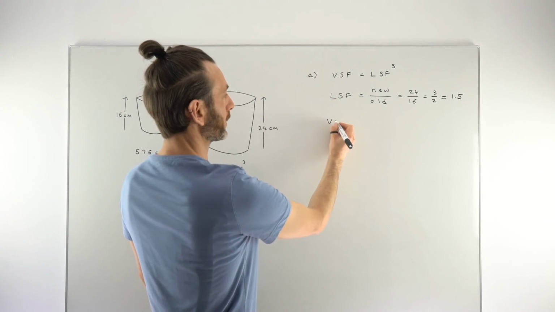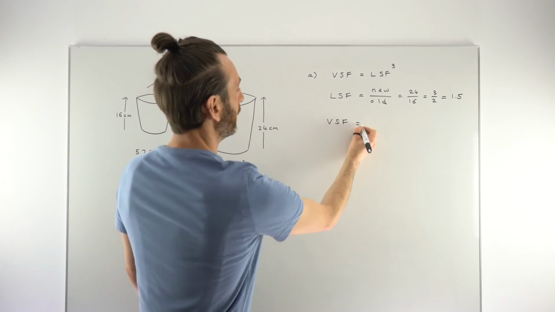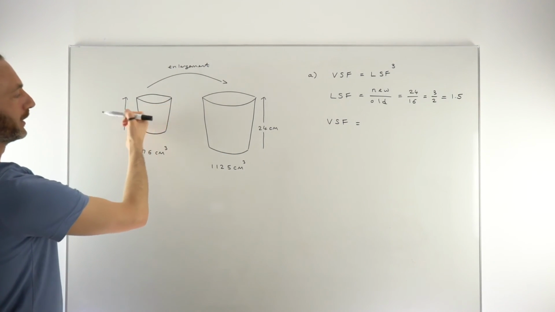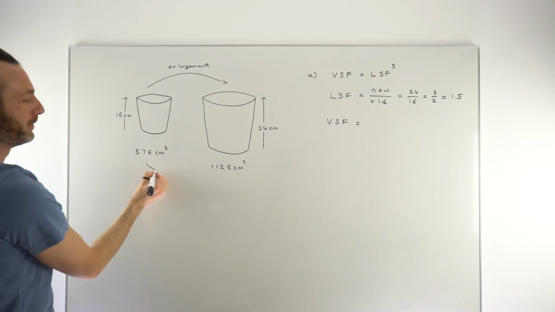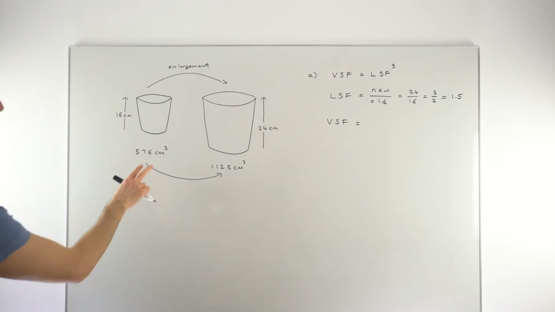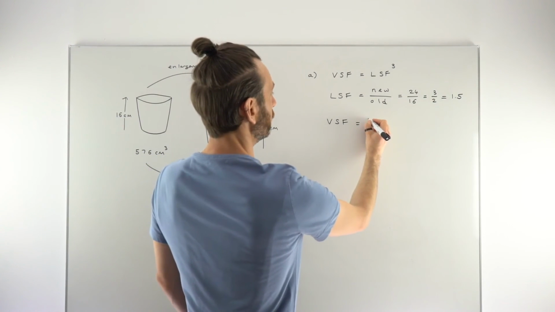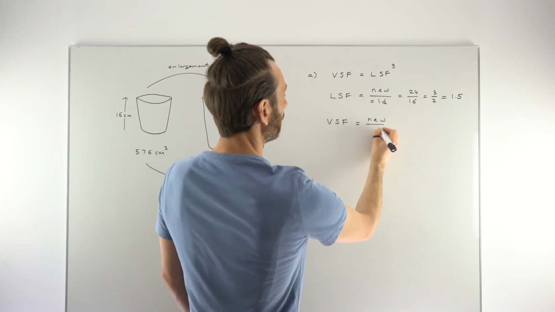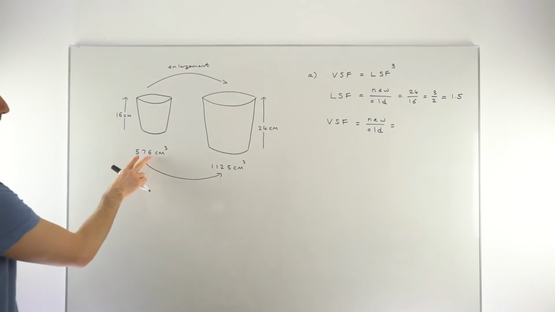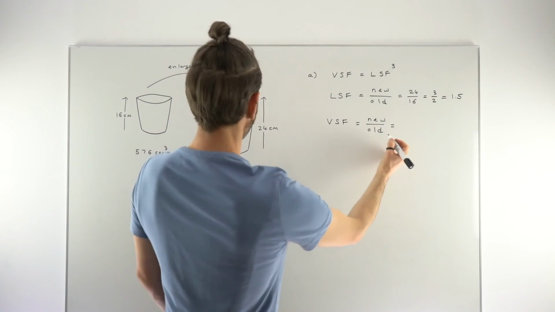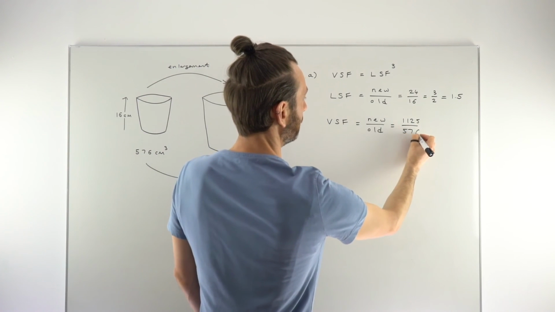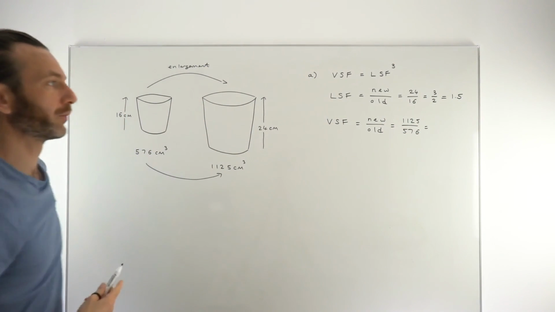What we're going to do now is work out the volume scale factor. And we need to be consistent here, right? Because we've gone from the small shape to the big one with our linear scale factor, we'll need to do the same with our volume scale factor. So we're going to take the similar formula, so the new over the old, and the new is 1125 over 576, and we're just going to work out what we get for that.